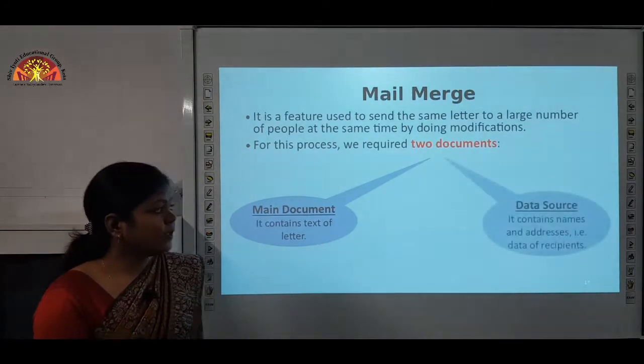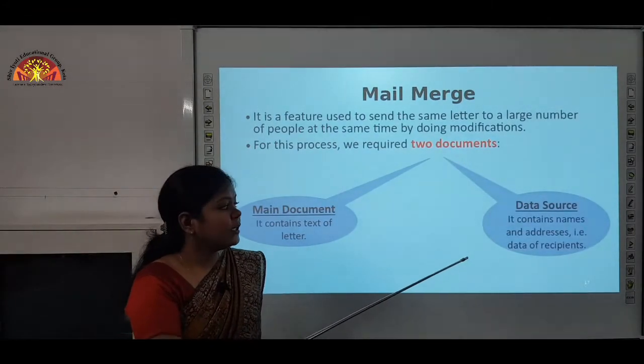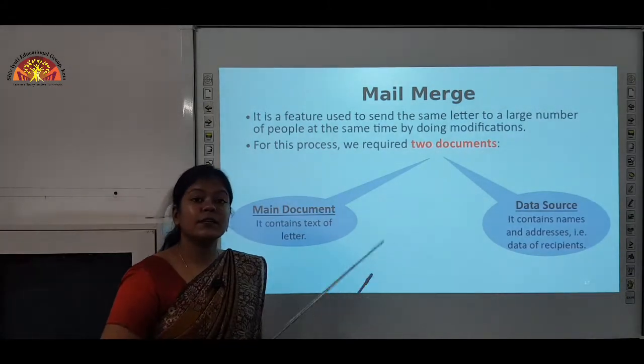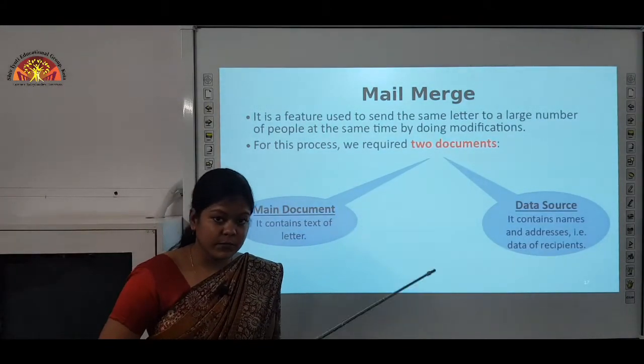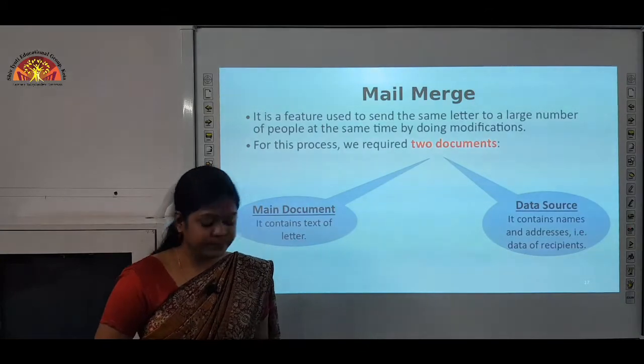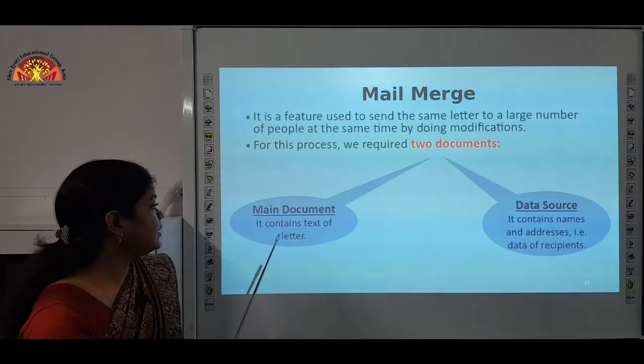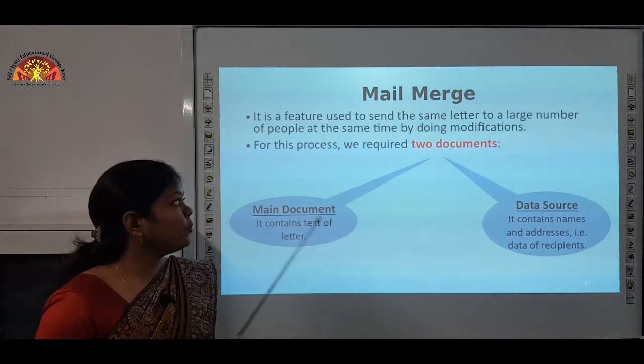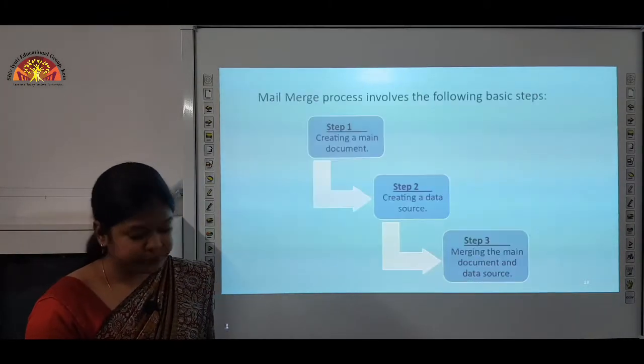Next we have the data source. Data source contains the names and addresses, that is the data of recipients. It means the people that you want to send your message or your document to. So have you understood these 2 documents, main document and data source? These are the essential documents for the mail merge.